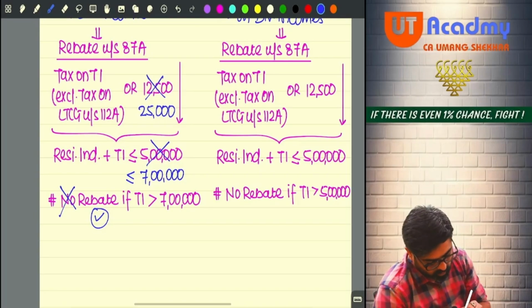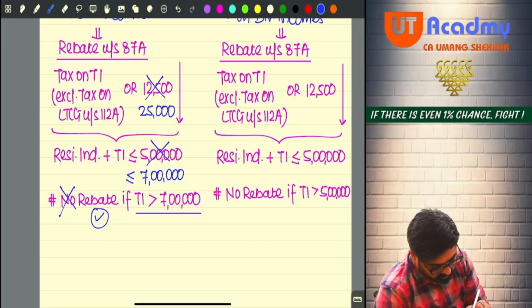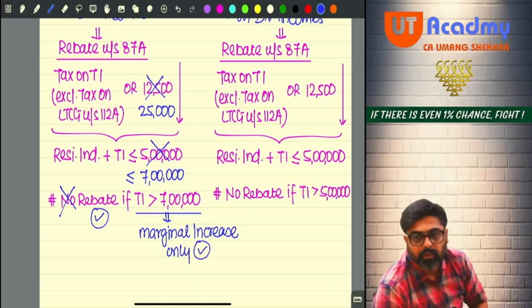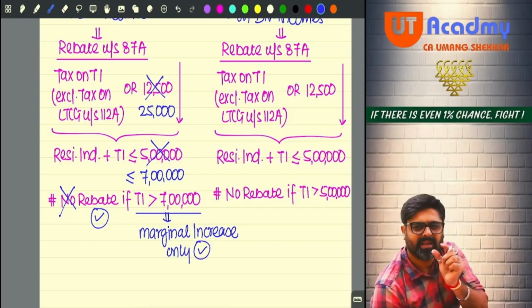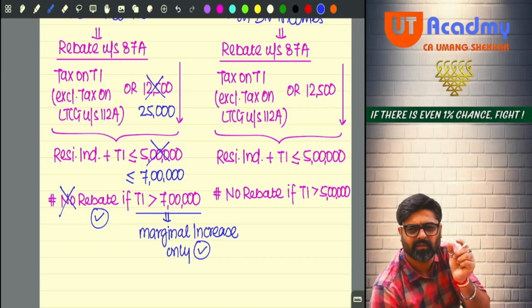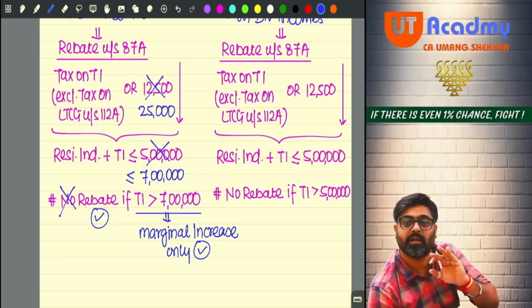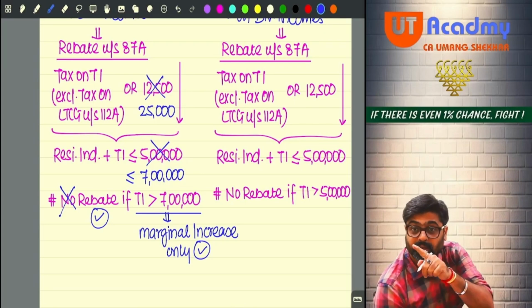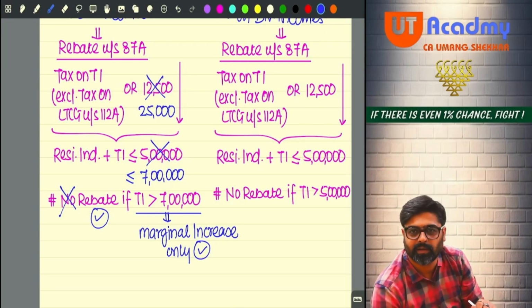But the total income exceeding 7 lakhs, there has to be a marginal increase only. Marginal increase. That does not mean that we will take away your rebate. Still you are going to get the rebate. Now in this case, how the rebate will be calculated?